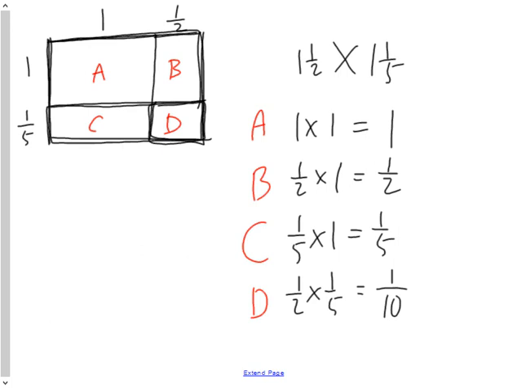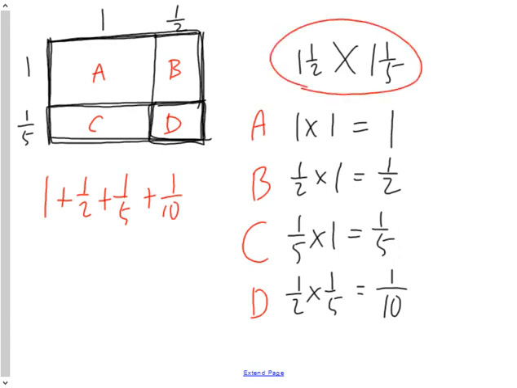So given the fact that 1 1/2 times 1 1/5 is really 4 parts, it's 1, a half, a fifth, and a tenth. If we take those 4 numbers and add them together, so 1 plus a half plus a fifth plus a tenth, that will be equal to the product of 1 1/2 times 1 1/5. So the whole number I'm going to bring down here. I'm going to add these 3 parts here. Of course, adding requires you to have a common denominator, so I'm going to use 10.